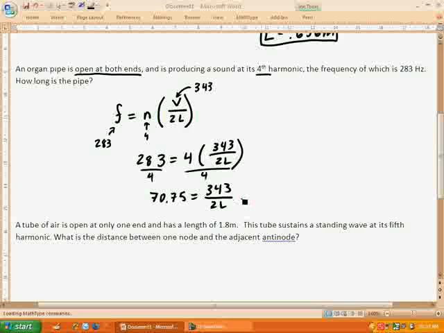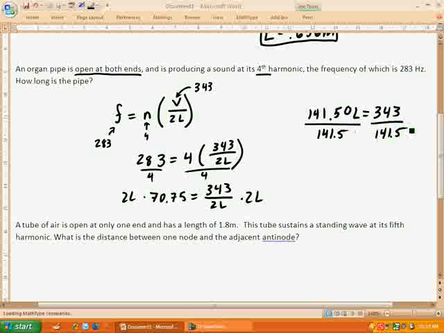Okay, again we'll multiply both sides by 2L, and that will give us 141.50 L is equal to 343. Divide both sides by 141.5.